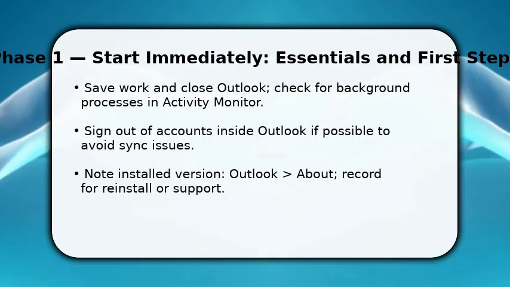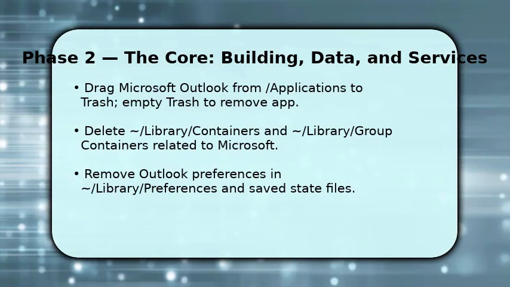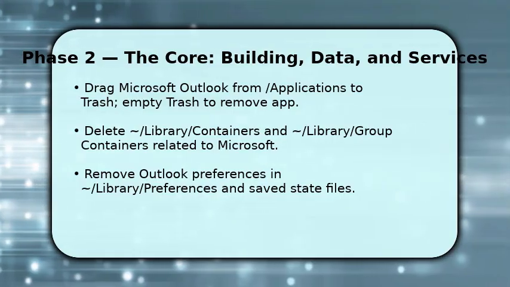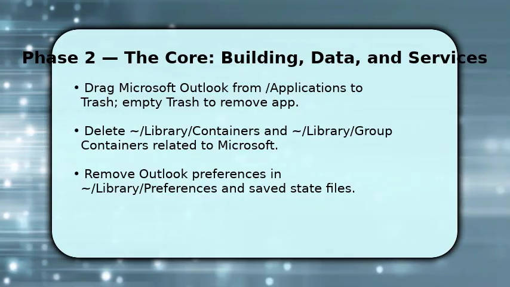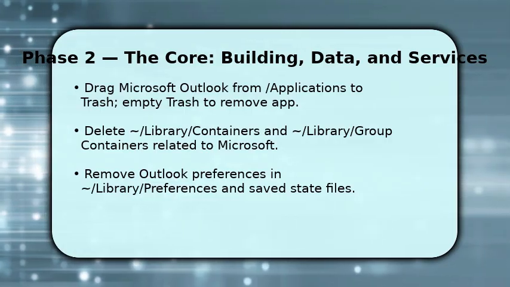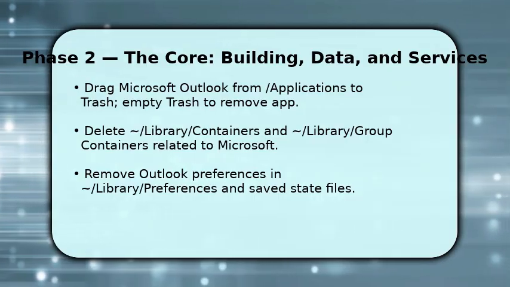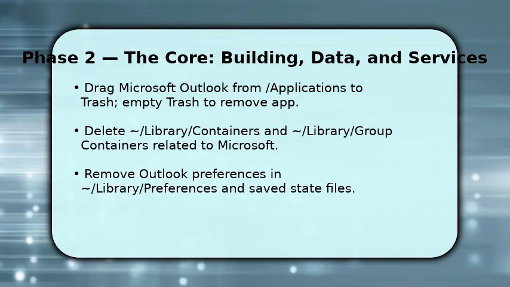Next, remove the app and its support files to fully uninstall. Drag Outlook from applications to the trash, but don't stop there. Open Finder, press Shift-Command-G, and go to /library. Remove containers and group containers folders with COM Microsoft entries to clear data.